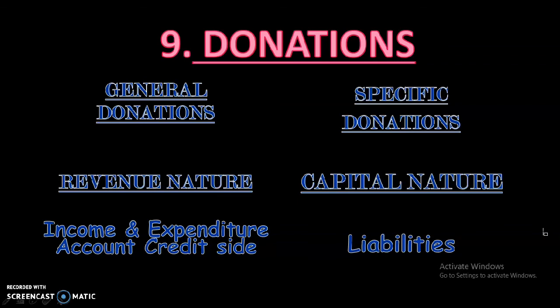So donations, it will be mentioned in the question. Donations general or donations specific. So if it's general donations, we write to the income and expenditure account. We have received, so we write it to the credit side on the income side. Specific donations for a specific purpose, so we write to the liabilities side.